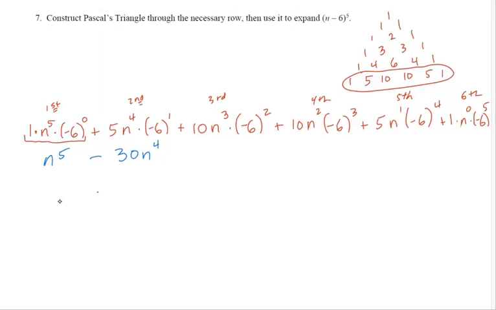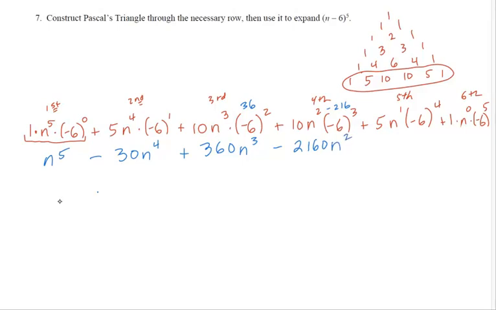When we get to term 3, remember you do exponents before you multiply by 10. So -6 squared is 36. And now we can multiply 36 times 10. That's going to be positive 360 n to the 3rd. All right, when we get to term 4, we're going to raise -6 to the 3rd power, and that's -216. Multiplied by 10 makes -2160. And then we still have the n to the 2nd.